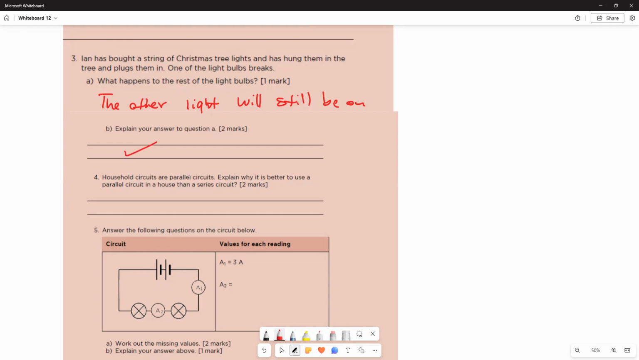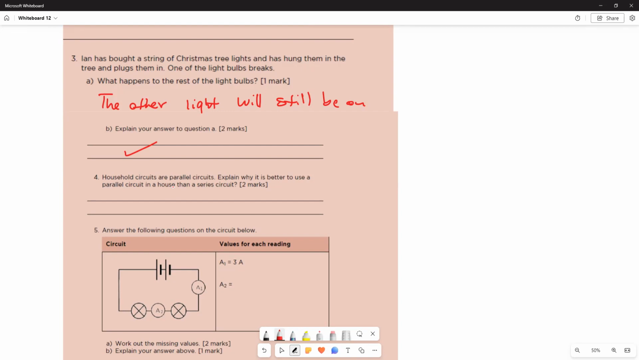Household circuits are in parallel. Explain why it's better to use a parallel circuit in a house than in series. Okay, a parallel circuit basically ensures that each component is connected independently, right? If there is something off with one of the components, let's say a light bulb, a fridge, a stove, a geyser, or something else, it is not going to affect the functioning of the other components. That is why we connect all our things in parallel.